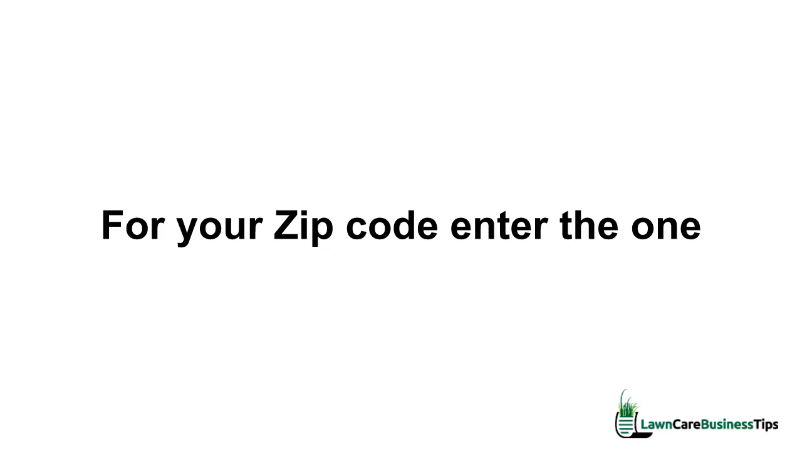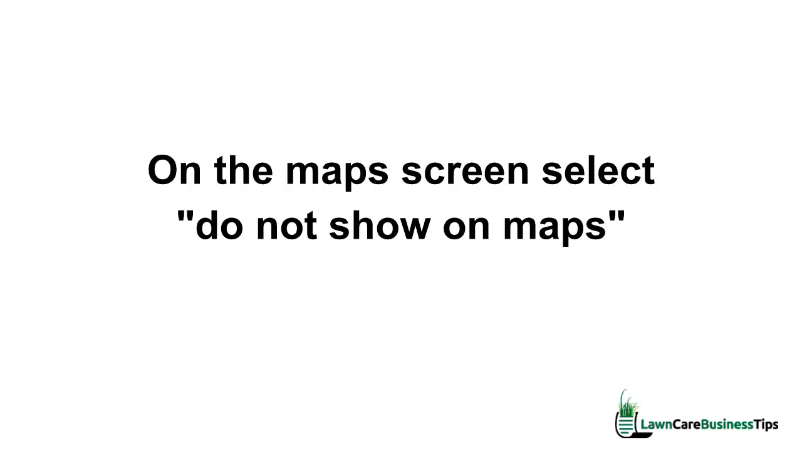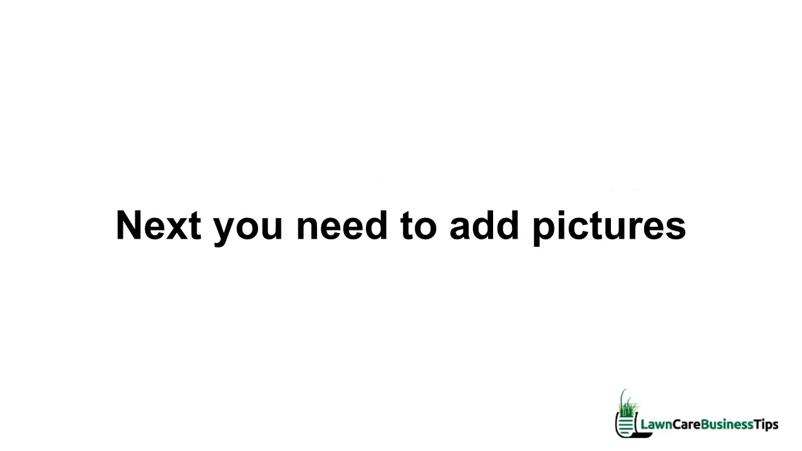For your zip code, enter the one with the highest population density that you service. That goes back to what I said before. You want to pick the one with the most people in the town, the highest populated zip code that you service, for Craigslist. On the map screen, when you get to that, select do not show on maps. You do not want the map to show with your ad.